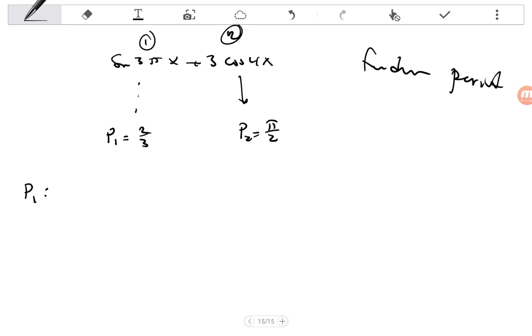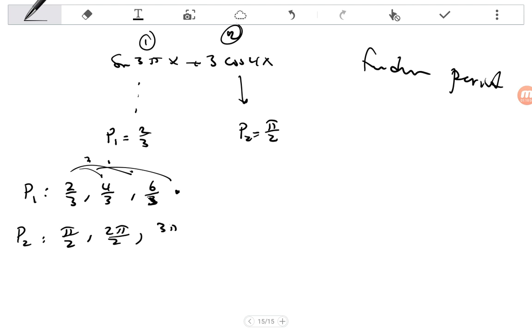For P1, it repeats itself every 2/3, every 4/3, every 6/3. I just multiply it by 2, by 3, by 4, and so on. For P2, it starts with pi over 2, it repeats itself every 2 pi over 2, every 3 pi over 2, and so on. Would there be any LCM between these two periods? Is there any common period between these two?